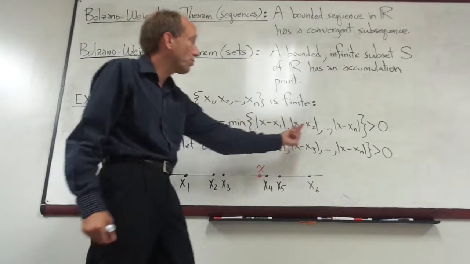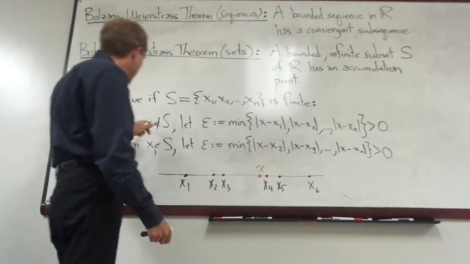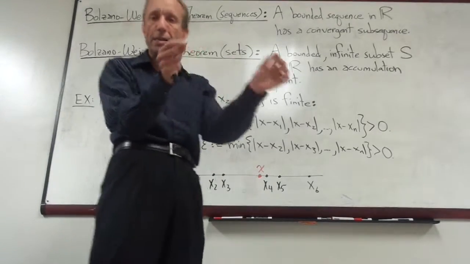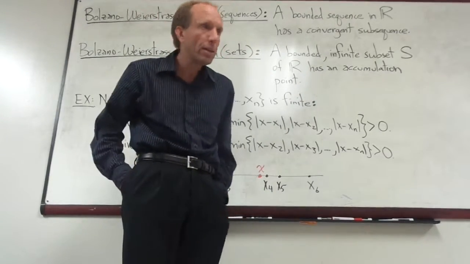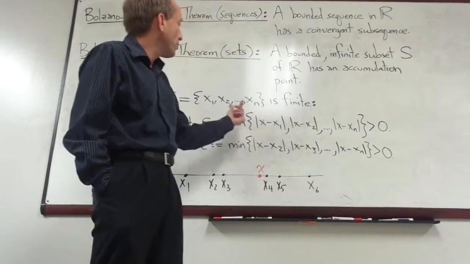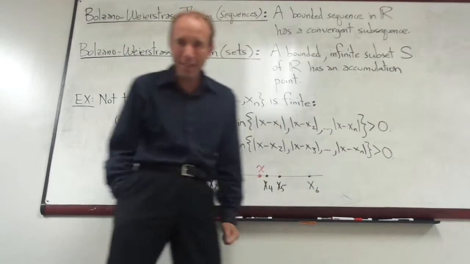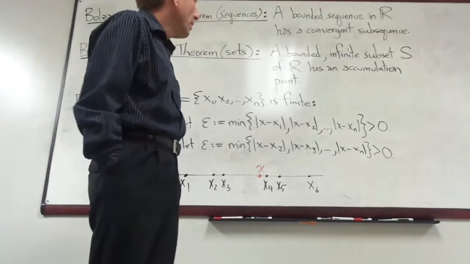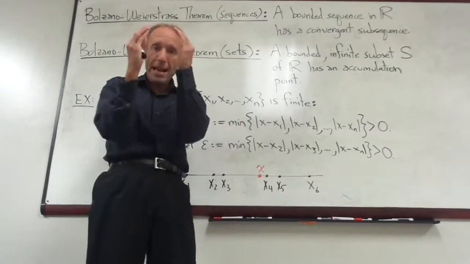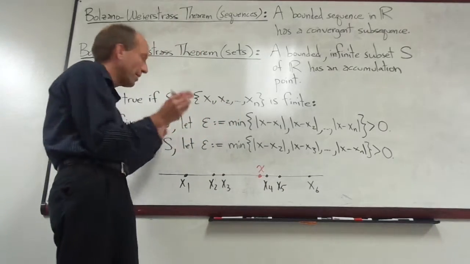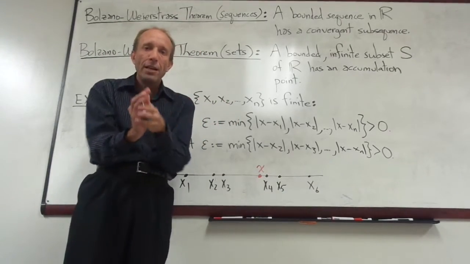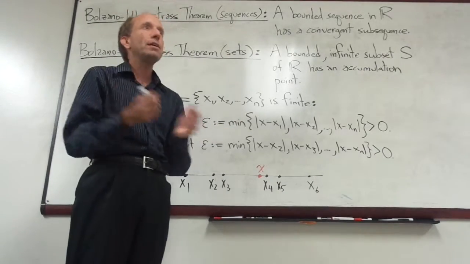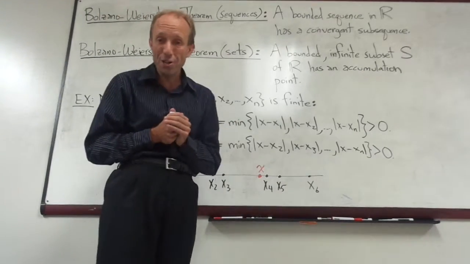That minimum distance will be positive because X is not in the set, right? So the distance between X and any point of capital S has to be positive. And there's finitely many positive numbers in that list, and so the minimum of them is still a positive number, right? Okay, and then that allows you to build a neighborhood around X of radius epsilon that has no elements of S in it. Okay? That's what it means to say X is not an accumulation point.